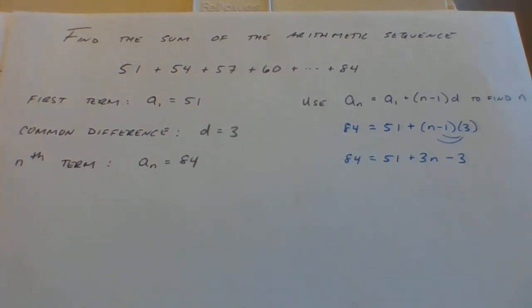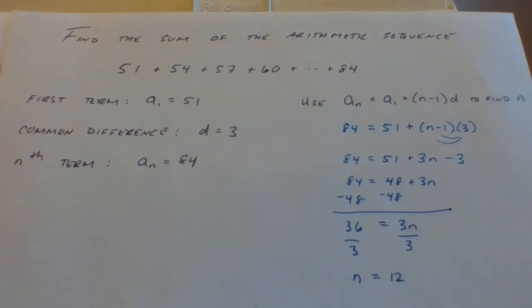I'm going to go ahead and distribute the 3 to each piece inside that set of parentheses. So my new equation now is going to read 84 equals 51 plus 3n minus 3. Let's go ahead and finish solving this for n. When we do that, we're going to end up with an n value of 12. So we obviously have 12 terms in this sequence.